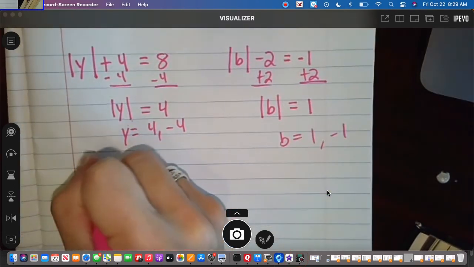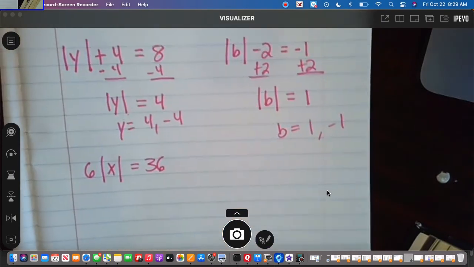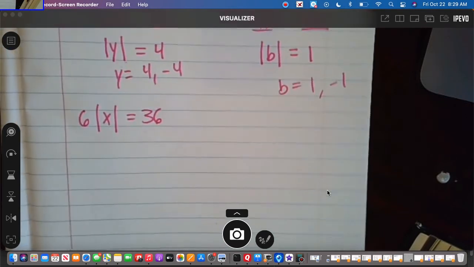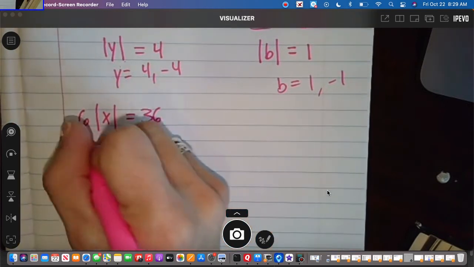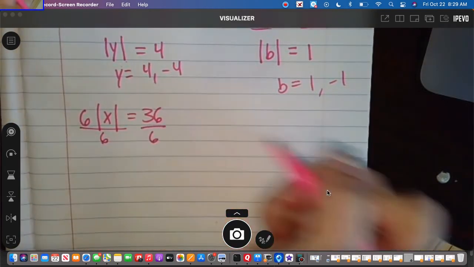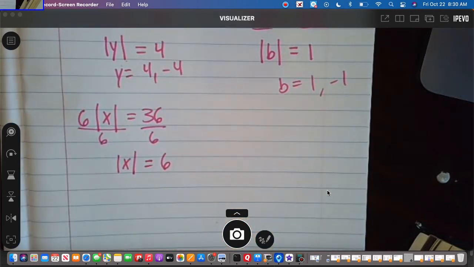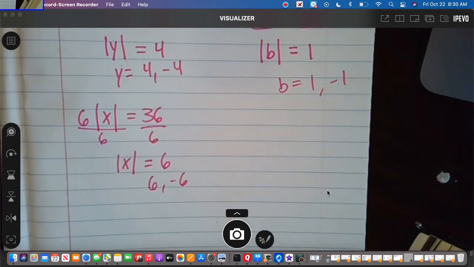So if I had 6 times the absolute value of x equals 36. I only said your name because you were communicating. So how do I solve this one? I have to get the absolute value by itself. Divide by 6. Is everybody good with that? So you get the absolute value of x equals 6. What are my two answers, though? 6 and negative 6.